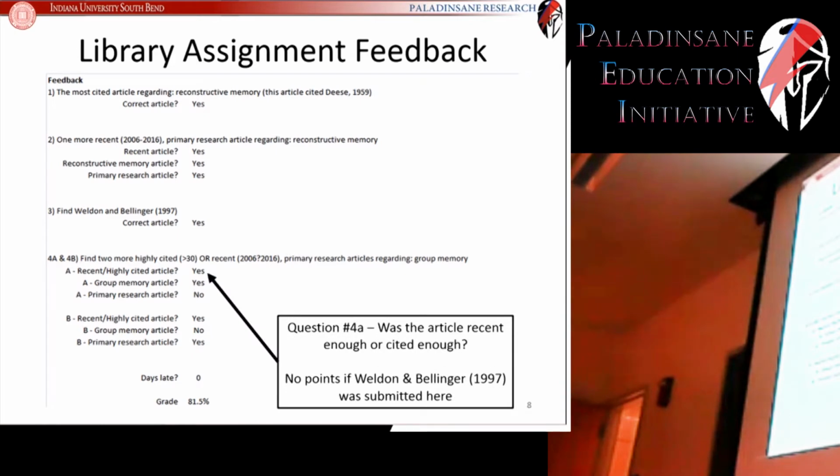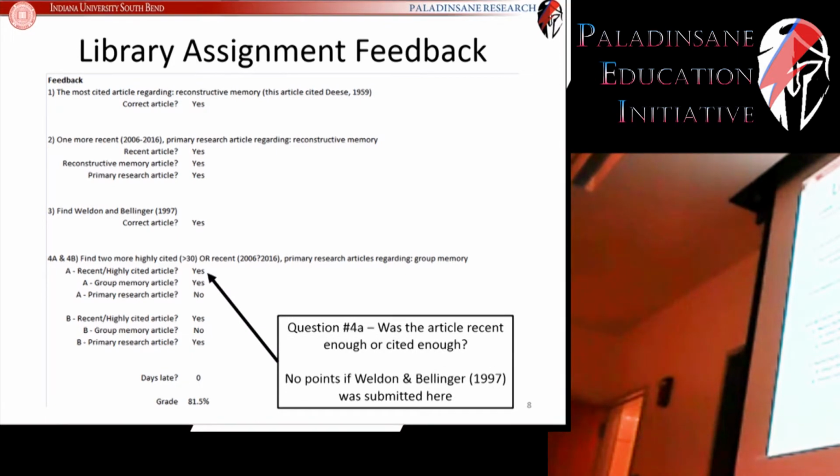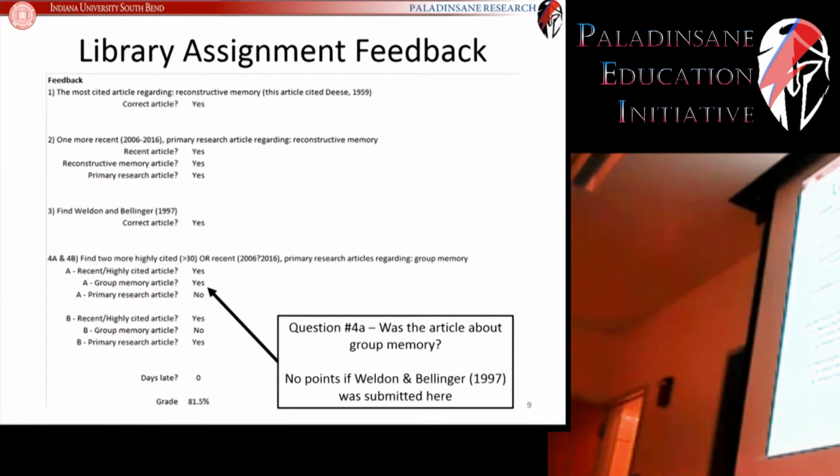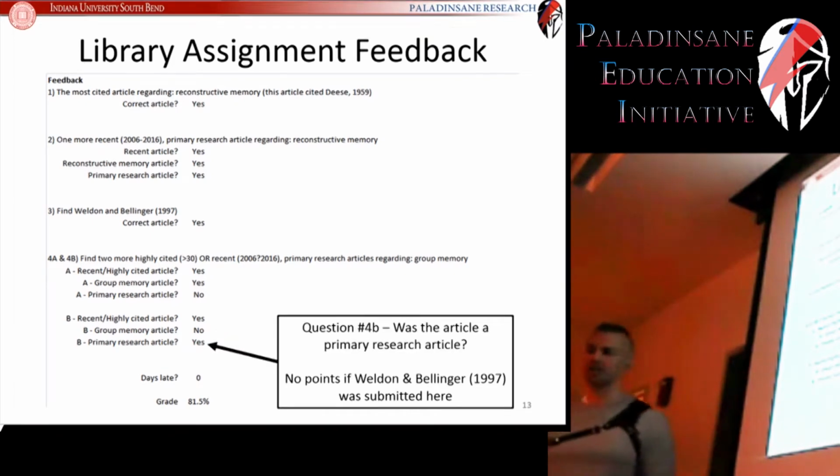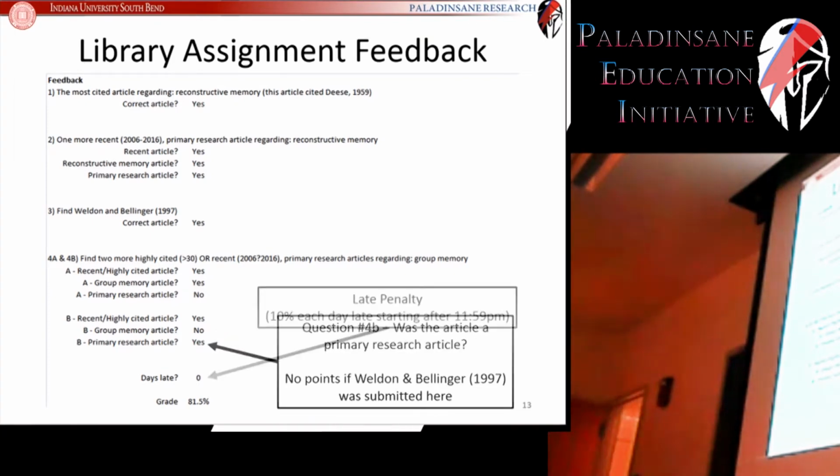And then lastly, for 4A and 4B, was it either recent enough or highly cited enough? Was it a group memory article? Was it a primary research article? And then the same thing for 4B. So that gives you your feedback.